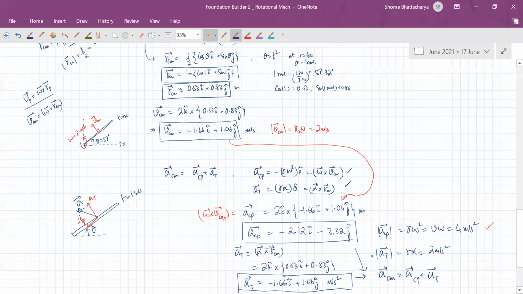Now next we will move on from here to another concept related to pure rotation. We'll see how to calculate the kinetic energy of such a rotating body. Then we'll come back to this question, which is why I've given you the mass of the body also.